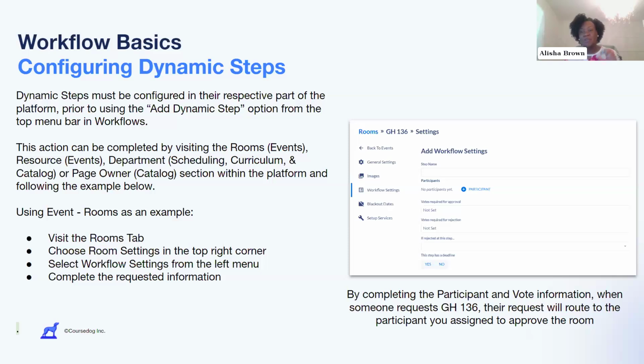So as a reminder, you're configuring the individual rooms, resources, departments, page owners. You're doing that in advance in a specific part of the platform. And then you're clicking that add dynamic step option to your workflow. And so it's just going to look clean. It's just going to say resource dynamic step or room dynamic step. It's not going to show you all the nuts and bolts within that moment, but anything that you set up in the other part of the platform will automatically move into the correct direction once that resource or room or department is requested as part of what the author submits.